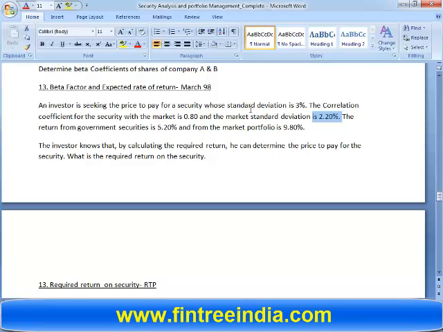Then write down below that: expected return on the security can be calculated using capital asset pricing model.